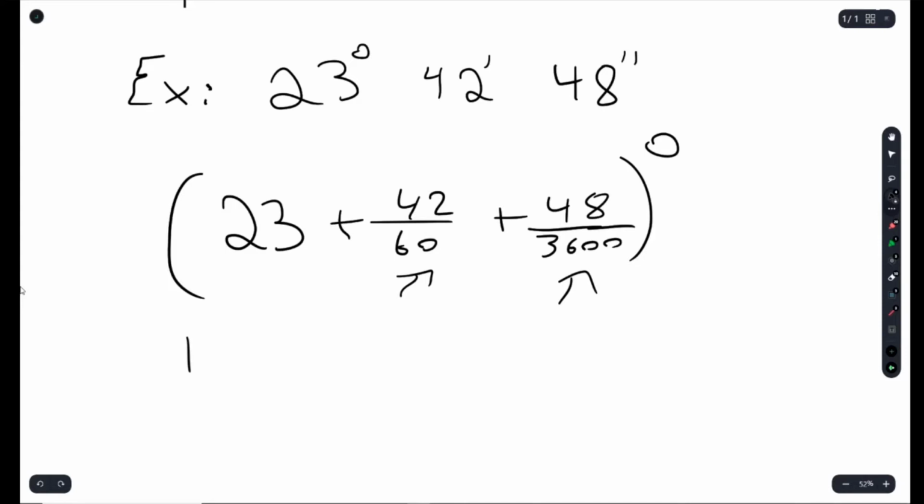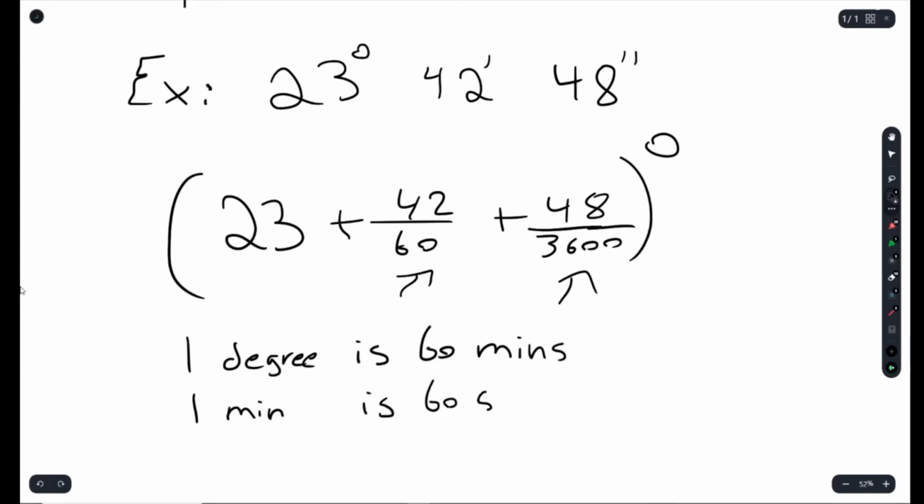So why 60 and why 3600? It's because 1 degree is 60 minutes, and then 1 minute is 60 seconds. And that's how you do it. So basically you're converting this to degree and this to degree, and then you add them all.